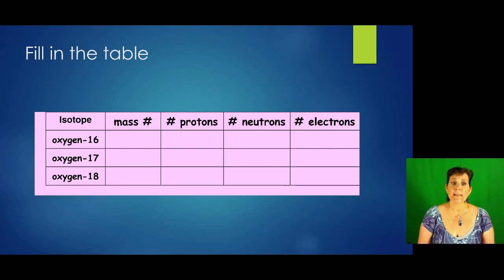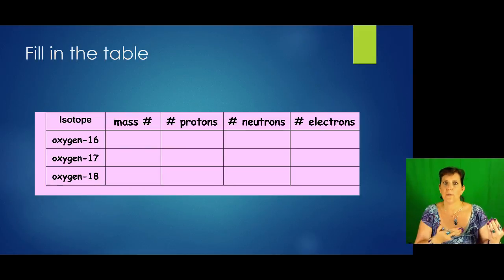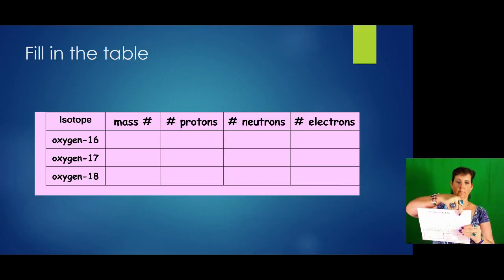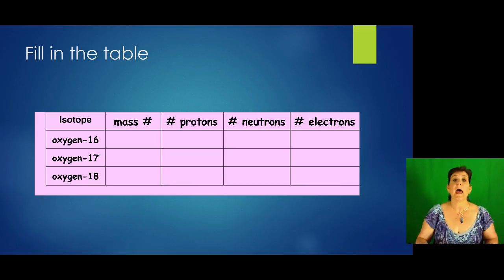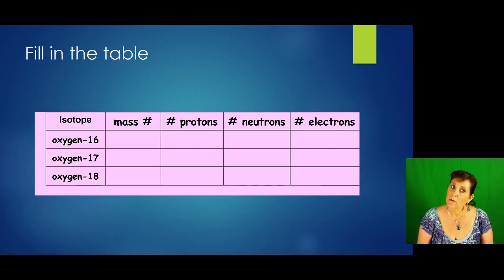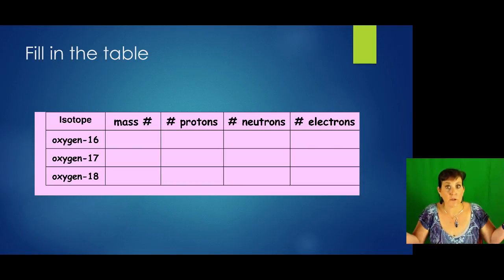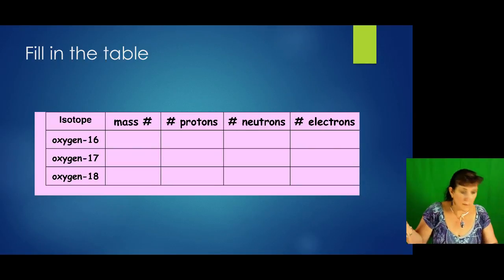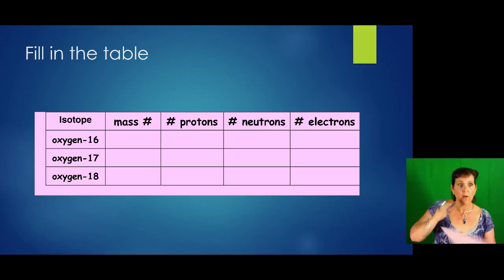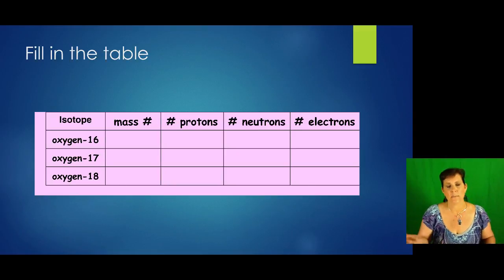So, oxygen 16, the mass number is 16, because that's what the number is after the element with the dash. That's the mass. Oxygen 17, mass is 17. Oxygen 18, the mass is 18. Great. Number of protons. Oxygen. You're correct if you said 8. 8 protons for oxygen 16. What about oxygen 17? Still 8, because it's still oxygen. It didn't change. What about oxygen 18? Yeah, still an 8. So 8 protons for all of them.